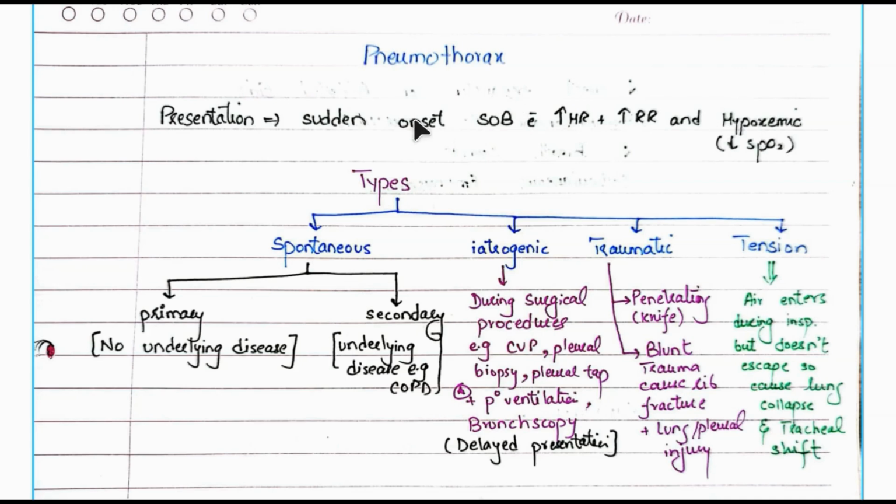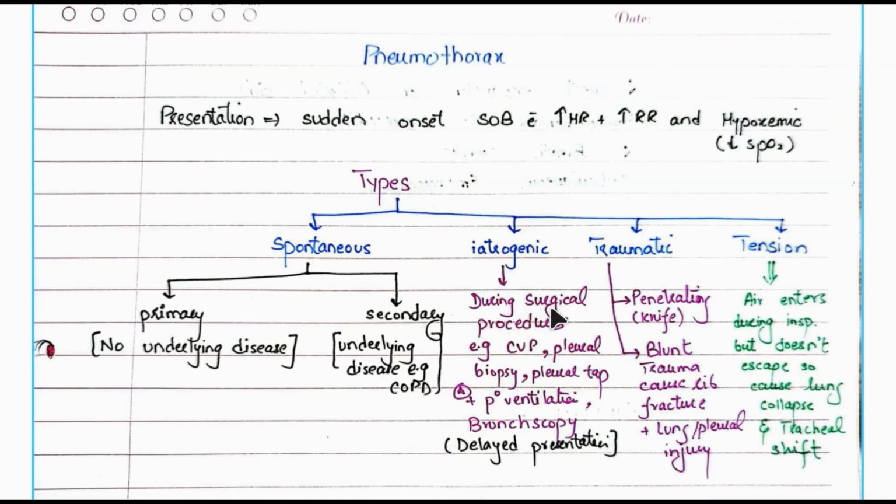So the very first thing is that we should know what the different types of pneumothorax are. I have classified them into four: spontaneous, iatrogenic, traumatic, and tension pneumothorax. Spontaneous is further classified as primary and secondary. In primary spontaneous pneumothorax, there will be no underlying disease. However, if there is any underlying disease like COPD, tuberculosis, or malignancy, then it will be secondary.